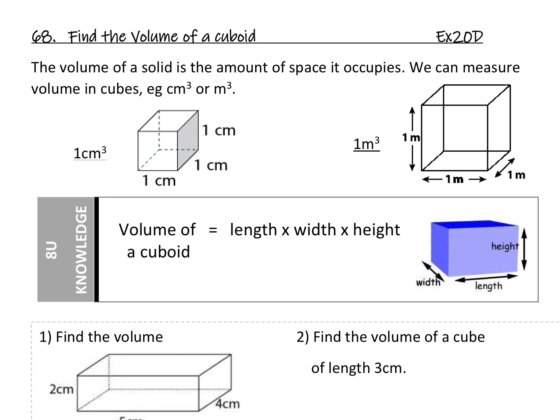The volume of a solid is the amount of space it occupies. We can measure volumes in cubes, e.g. centimeters cubed or meters cubed, where a centimeter cubed is 1 centimeter by 1 centimeter by 1 centimeter, and a meter cubed would be 1 meter by 1 meter by 1 meter. So it's three-dimensional. And the definition then of the volume of a cuboid is the length times the width times the height.